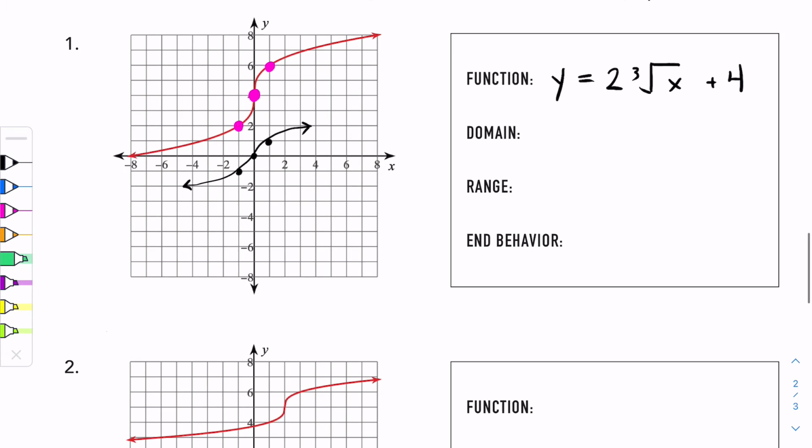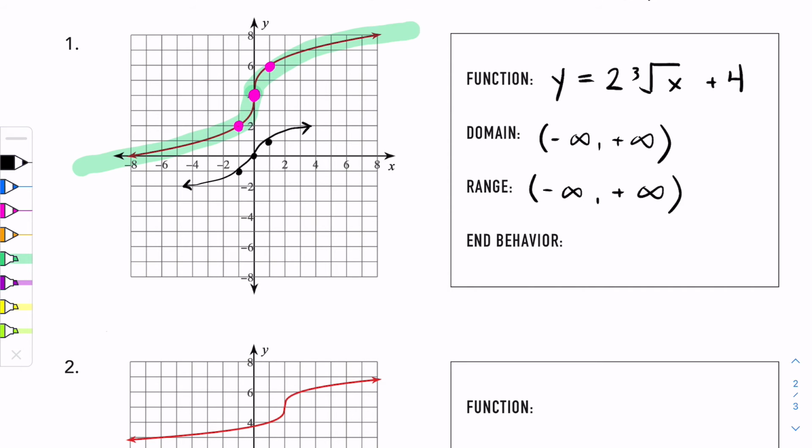Now that we're on to cube root functions, this graph heads in both directions. It heads this way and it heads this way forever. So the domain is negative to positive infinity. The range is also negative to positive infinity. The graph heads up and down forever.